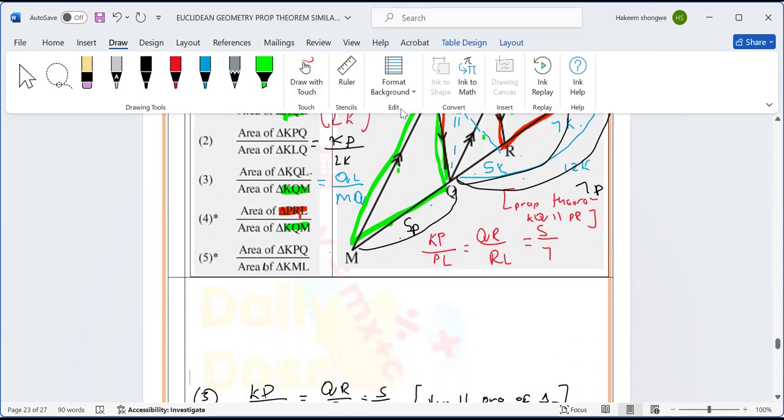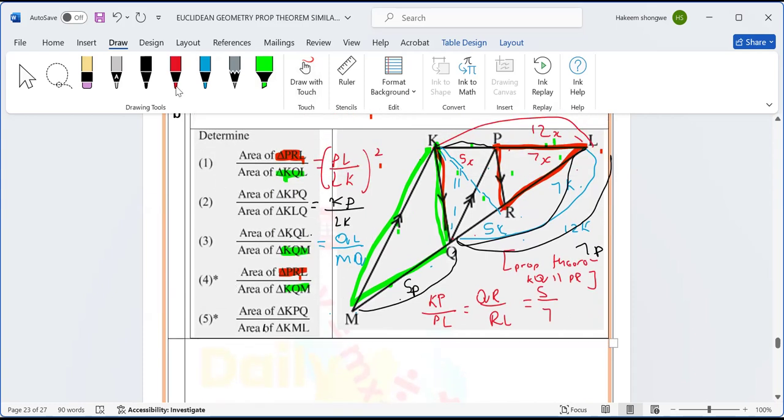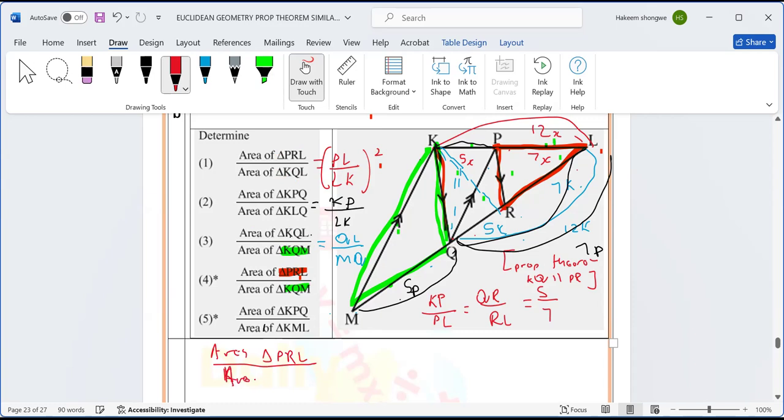We're not done, but already we have some information. So what do we have? We have the area of triangle PRL all over the area of triangle KQL, this one. And then we said this thing can be given, I think it was 5, no, we're squaring, it was not 5. It's 49 all over 144. Meaning if we cross multiply, we take the area of triangle PRL.